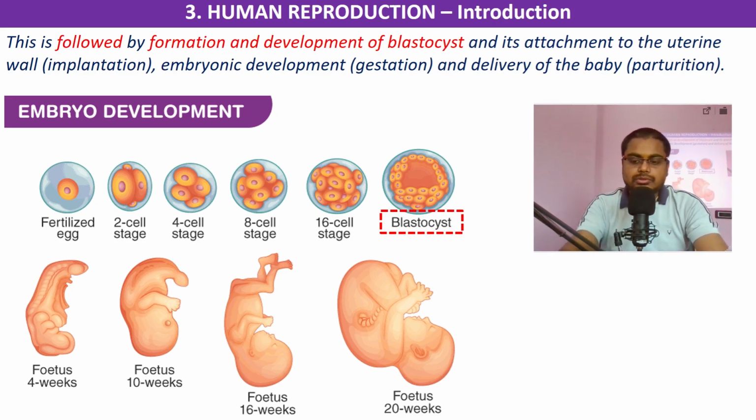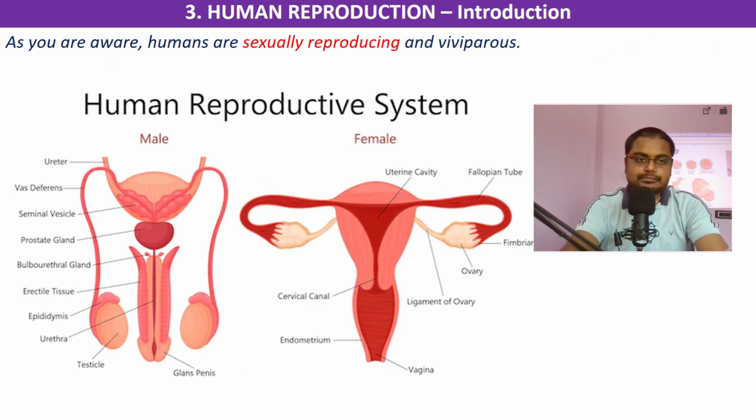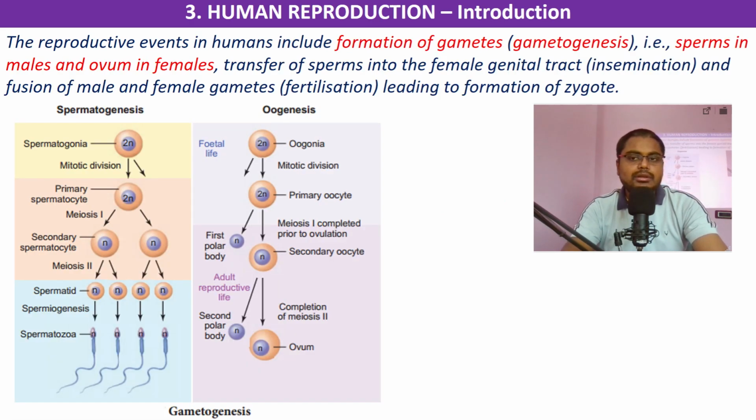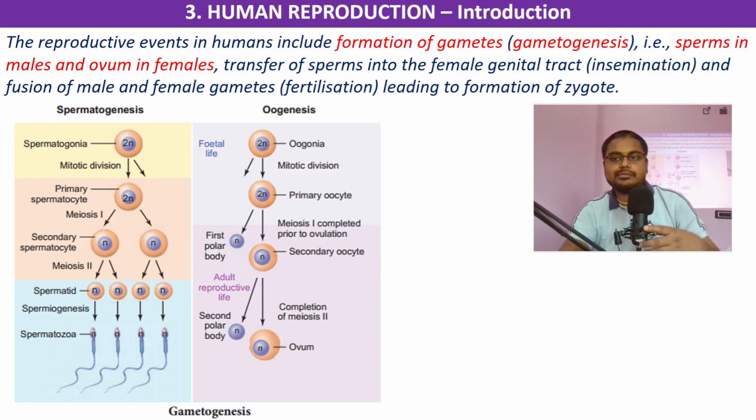ठीक है, शुरुआत से ही एक बार देख लेते हैं. As you are aware, humans are sexually reproducing and viviparous. The reproduction events in humans include formation of gametes. तो gamete बनता है meiosis से.